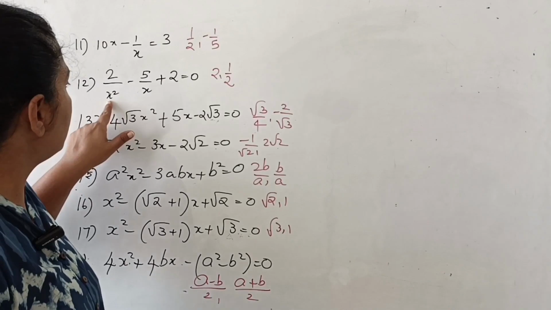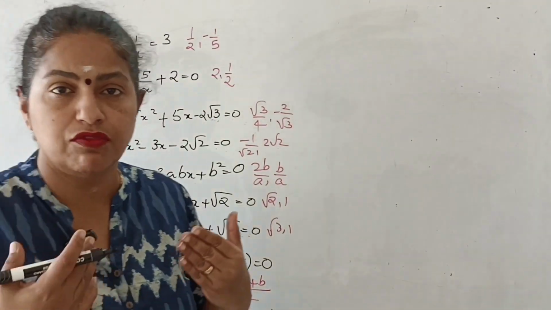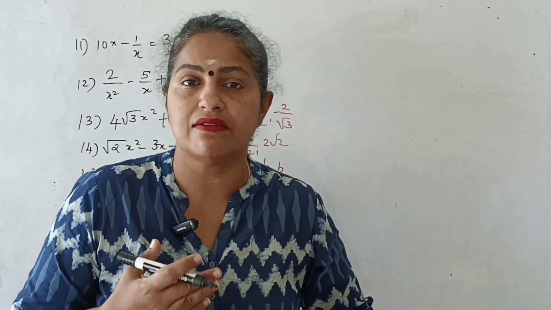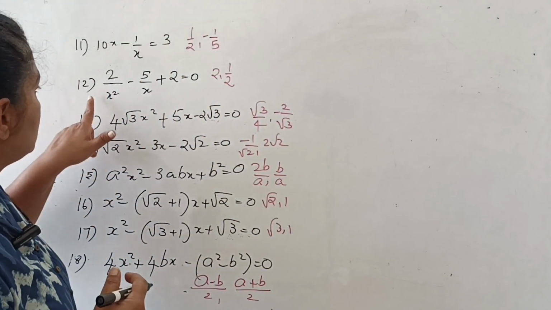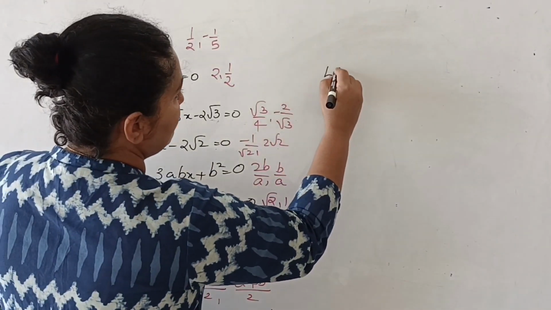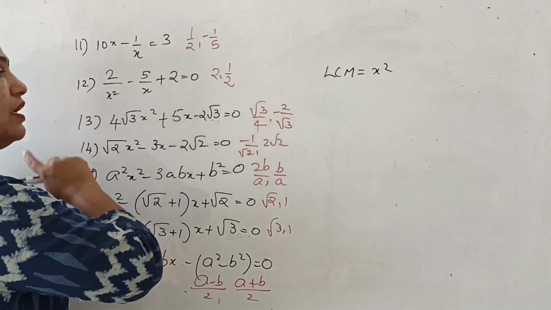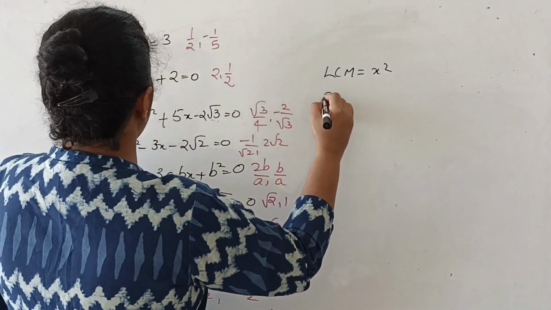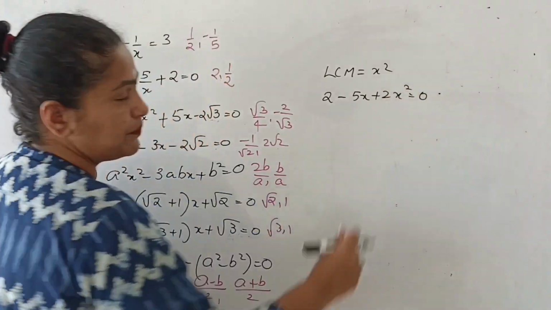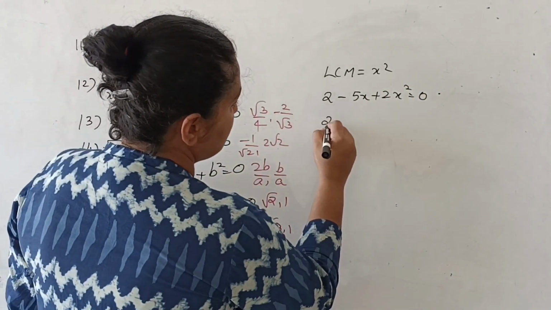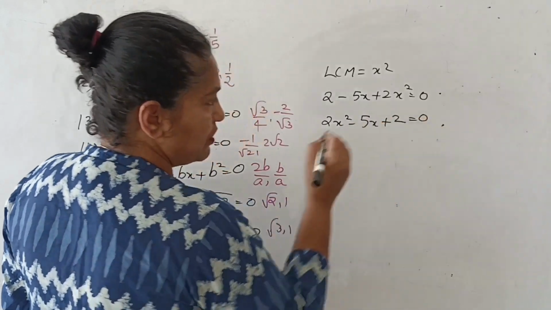Okay. 2 by x square minus 5 by x plus 2 is equal to 0. Now again we have to follow the same method because we need to remove the denominators and get a proper quadratic. So I am taking the LCM. LCM of all the terms is equal to x square. Okay. I am multiplying by x square. So I will get 2 minus 5x plus 2x square is equal to 0. Rearranging the terms, 2x square minus 5x plus 2 is equal to 0.